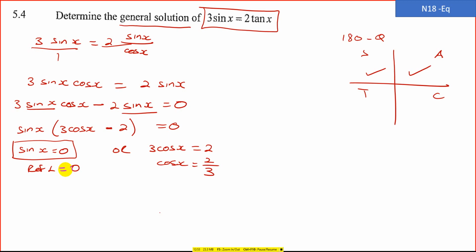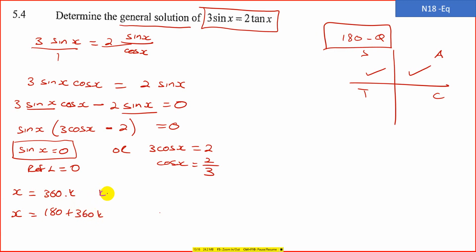And if we're looking at a reference angle of 0, in quadrant 1, our solution for x would be 0 plus 360k, which is 360k. Or in quadrant 2, we're going to say 180 minus 0, which is 180, plus 360k. And just remember that k is an element of integers.